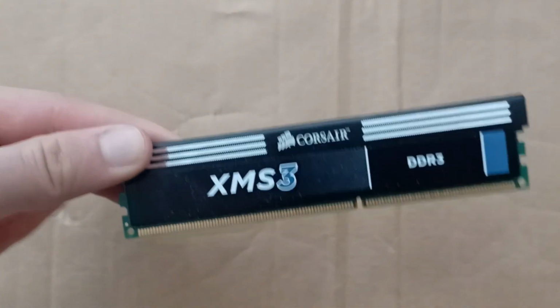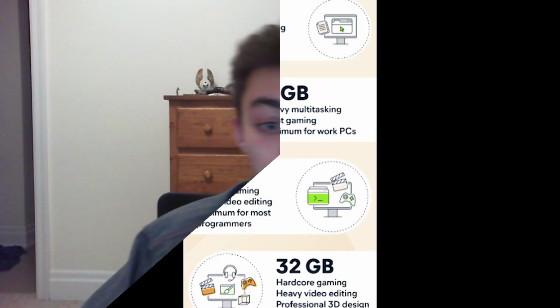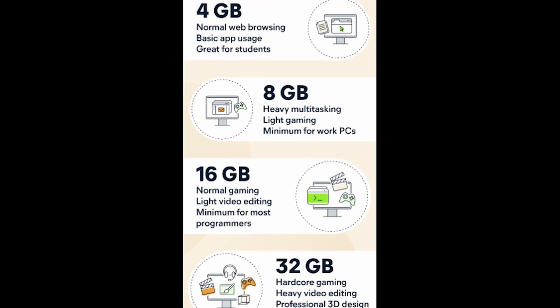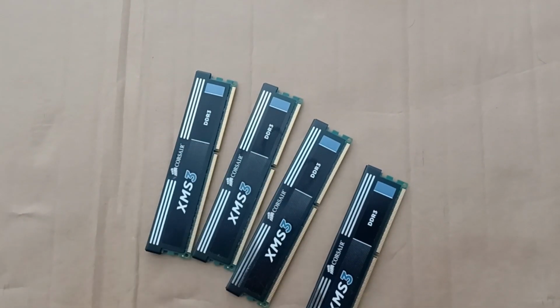But the more things running on your computer, the more memory you will need. So generally speaking, the more RAM that you have, the better and faster your PC will run. RAM is measured in gigabytes. 8 gigabytes is sort of the low-end average amount, but today I'll be using 16 gigabytes of Corsair RAM to allow for heavy multitasking and mid-ranged gaming.